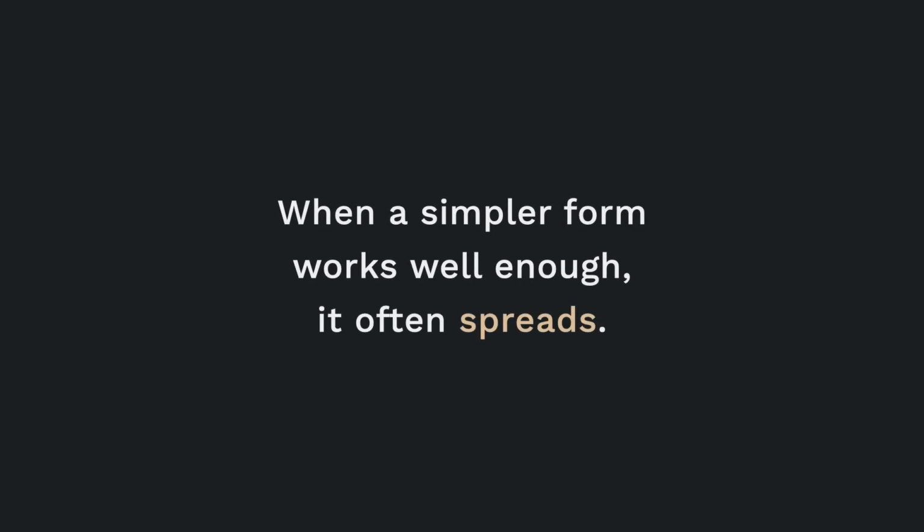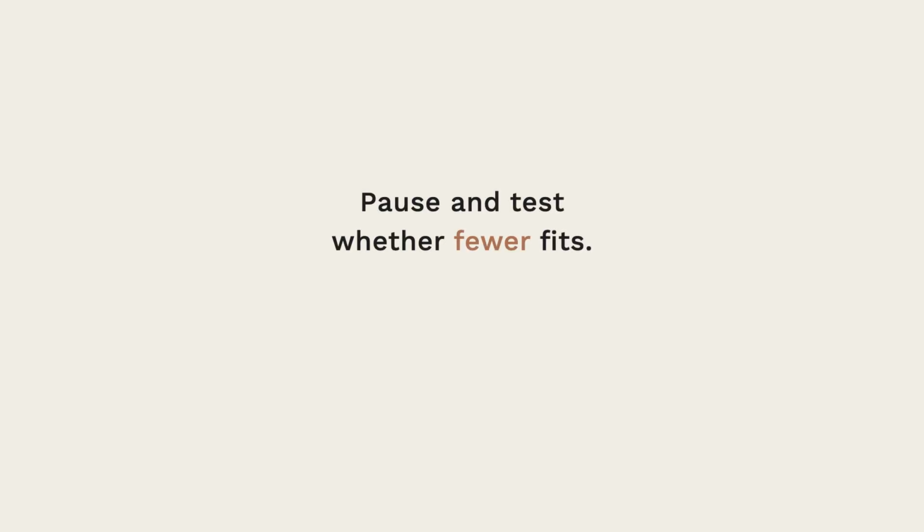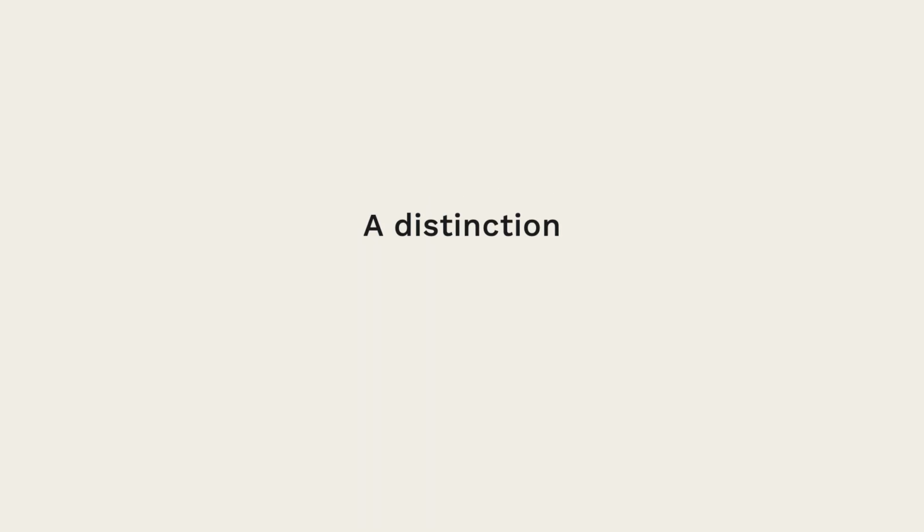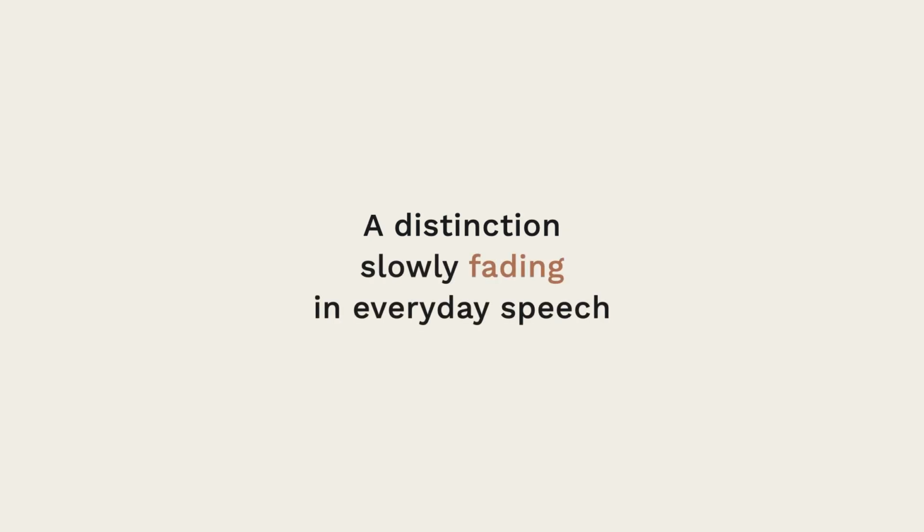This pattern occurs frequently. When a simpler form works well enough, it often spreads, even when a more precise distinction exists. And if you want a practical tip, listen for whether you're describing separate things you could count. If you are, pause and test whether fewer fits. Often, it will. Now, for the second mistake, one whose distinction is slowly fading in everyday speech.